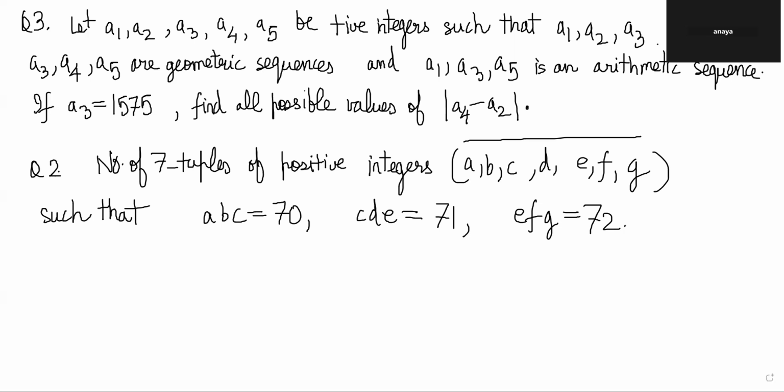D is 71, obviously. And then AB is 70. And there are 8 factors of 70, and then FG is 72, and there are 12 factors of 72. So then 8 times 12 becomes 96. Okay, next one.